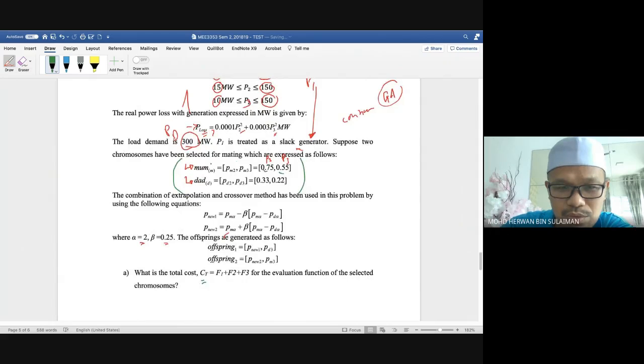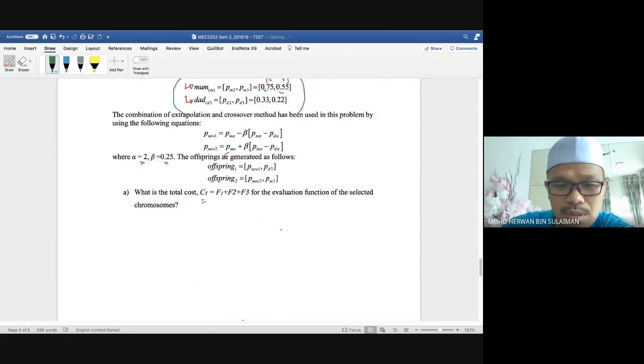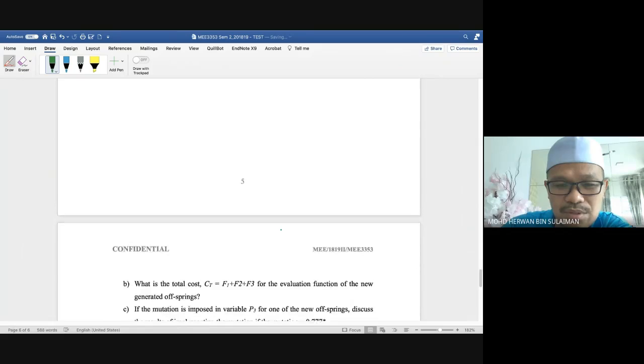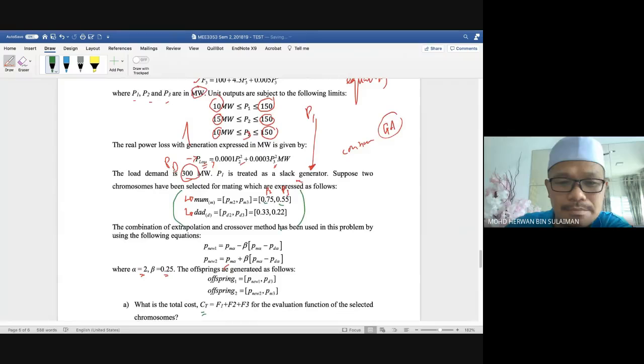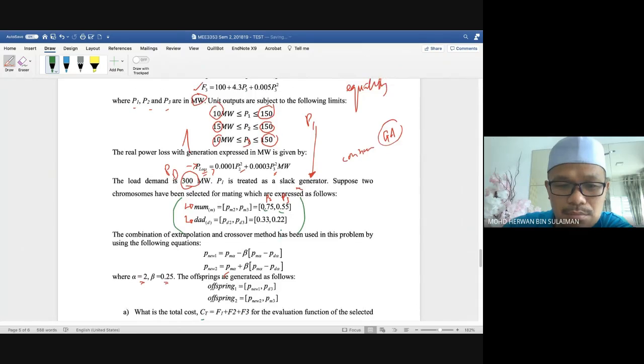Okay, suppose two chromosomes have been selected. So what is the total C1 for the function evaluation of the selected chromosome? And then what are the cost new function? Okay, so wait.